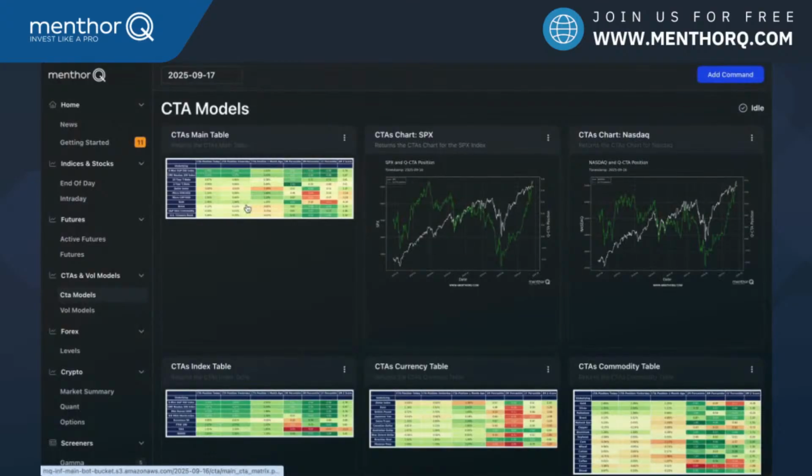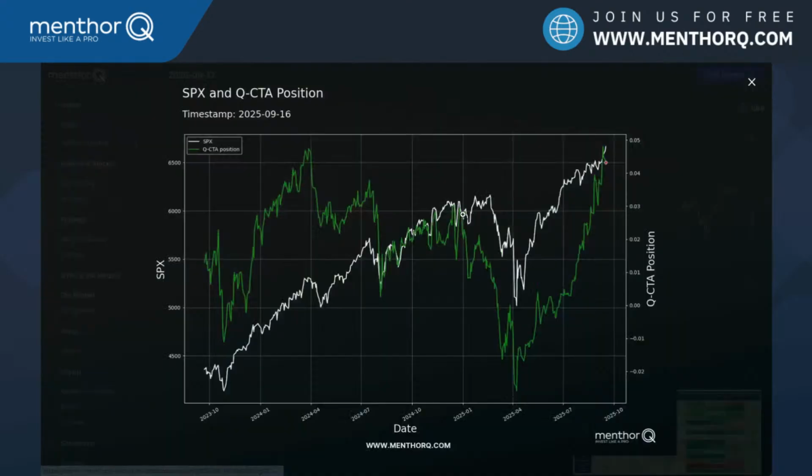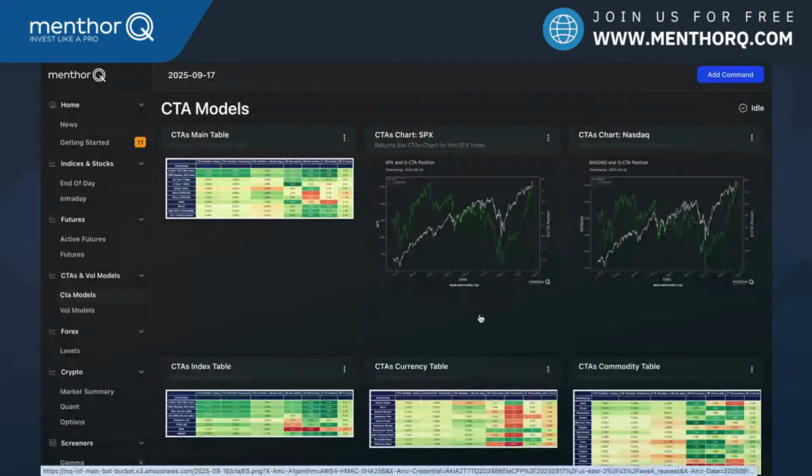So how can you read this data, right? Let's go into the main table. So first of all, we can see that CTAs have been increasing their positioning on both SPX and NASDAQ compared to the previous month, right? You can then go back into your chart and you can see the green line is the CTA's positioning, right? So how can you use this kind of data as a futures trader? This data should be used to confirm the direction of your trade.